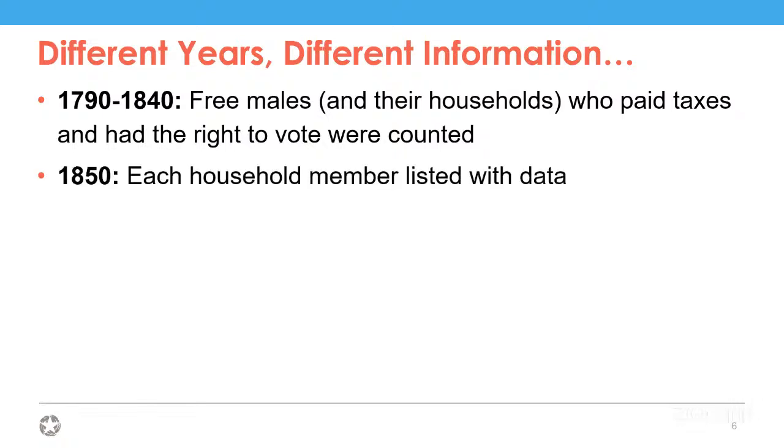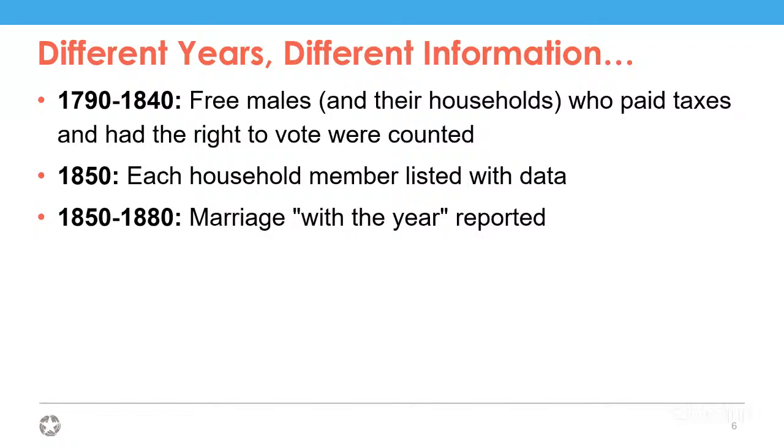So this is where they got into listing each household member with their individual data. We also have from 1850 to 1880, they recorded marriage within the year. So if somebody got married within the year before that census, a little check mark would note that. And so that would kind of give you a window of when they got married.